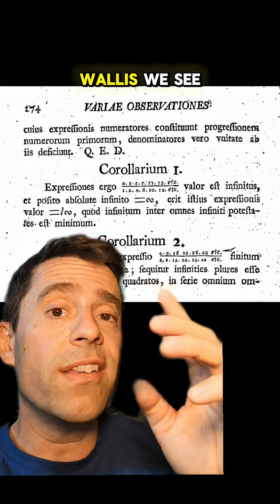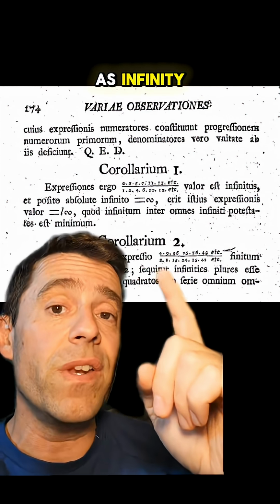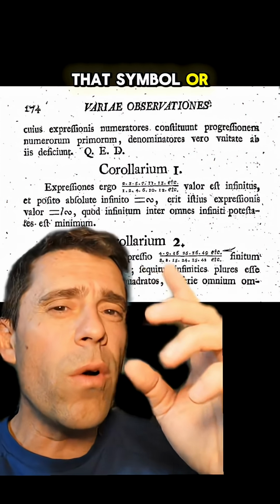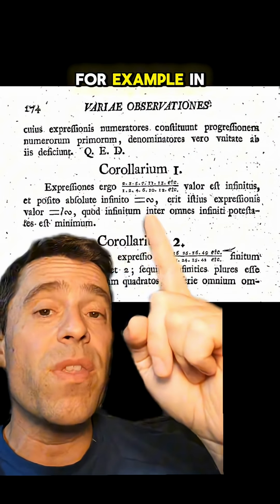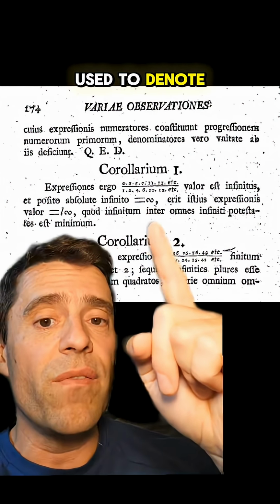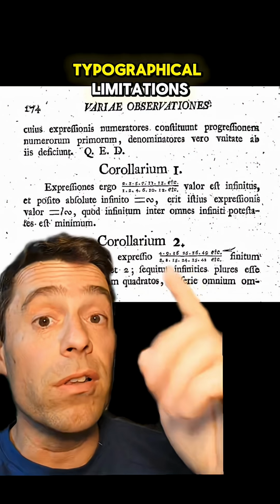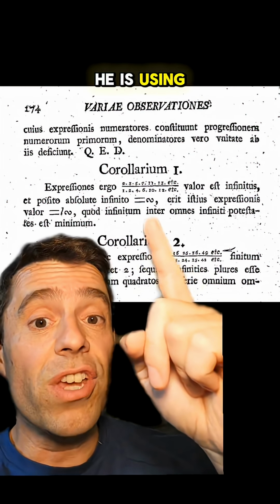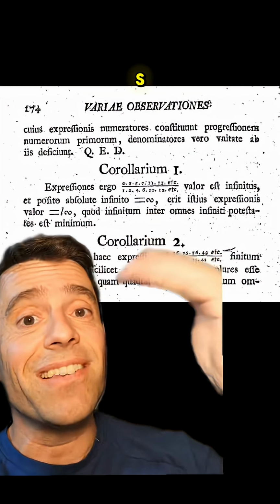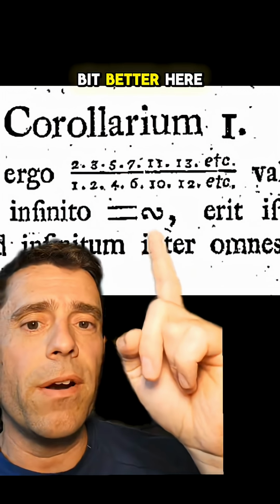And then after Wallis, we see that mathematicians start to pick up that symbol and use it as infinity, that symbol or variants of that symbol. For example, in this document by Euler, there is a similar symbol being used to denote infinity, which looks like, perhaps because of typographical limitations, he is using something that looks like a letter S that has been rotated 90 degrees. You can see it a little bit better here.